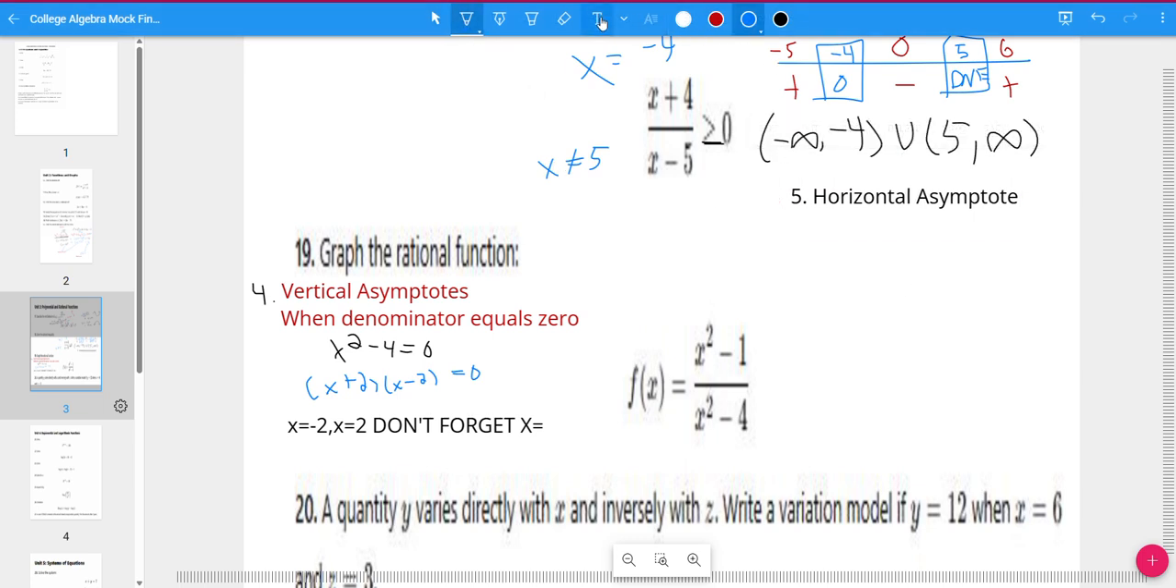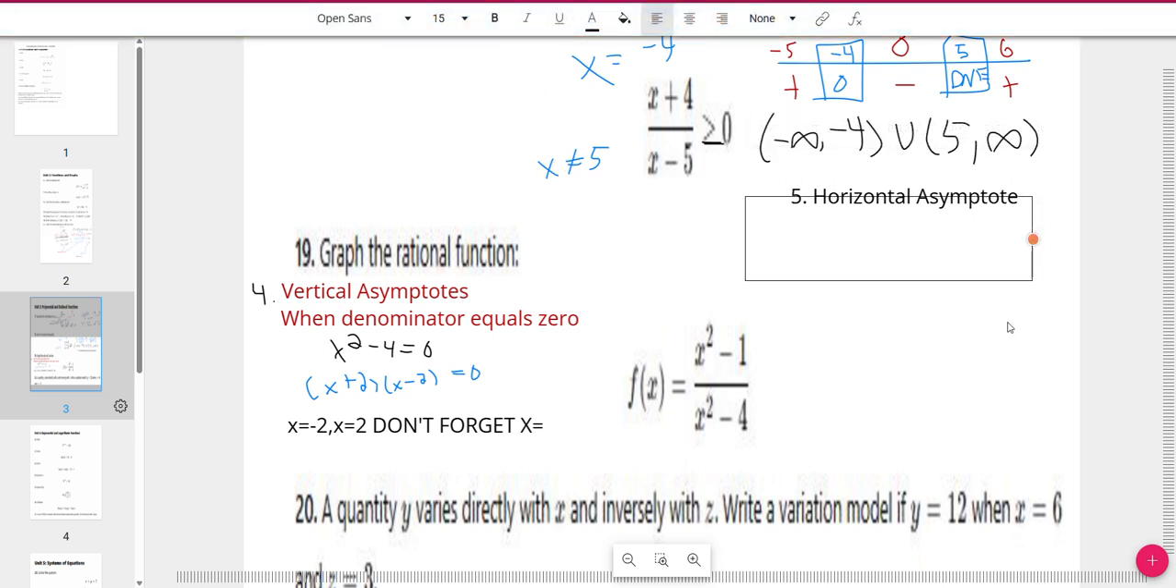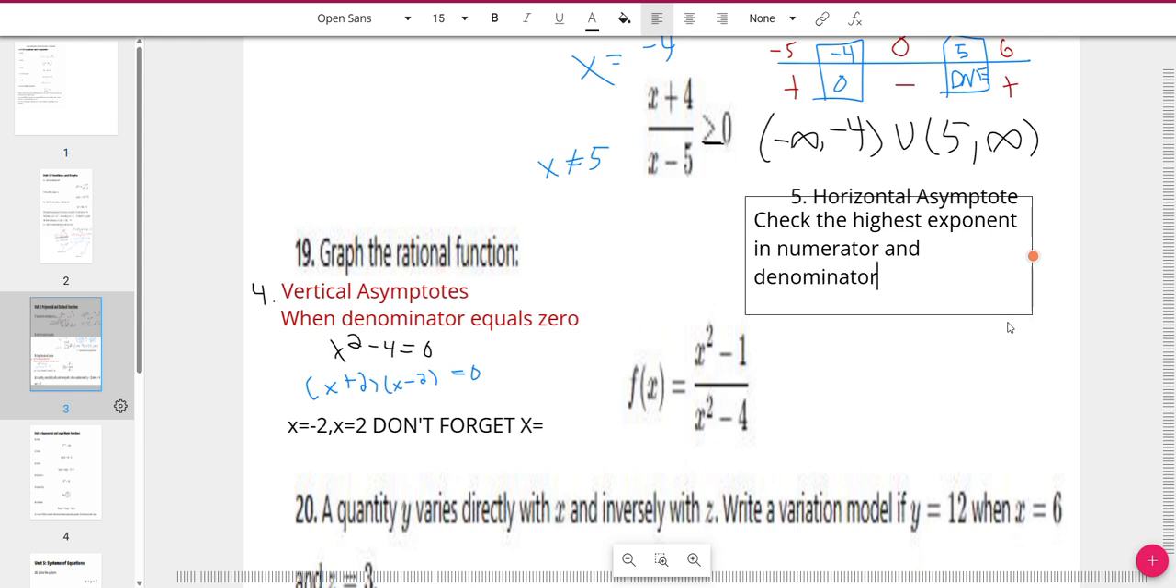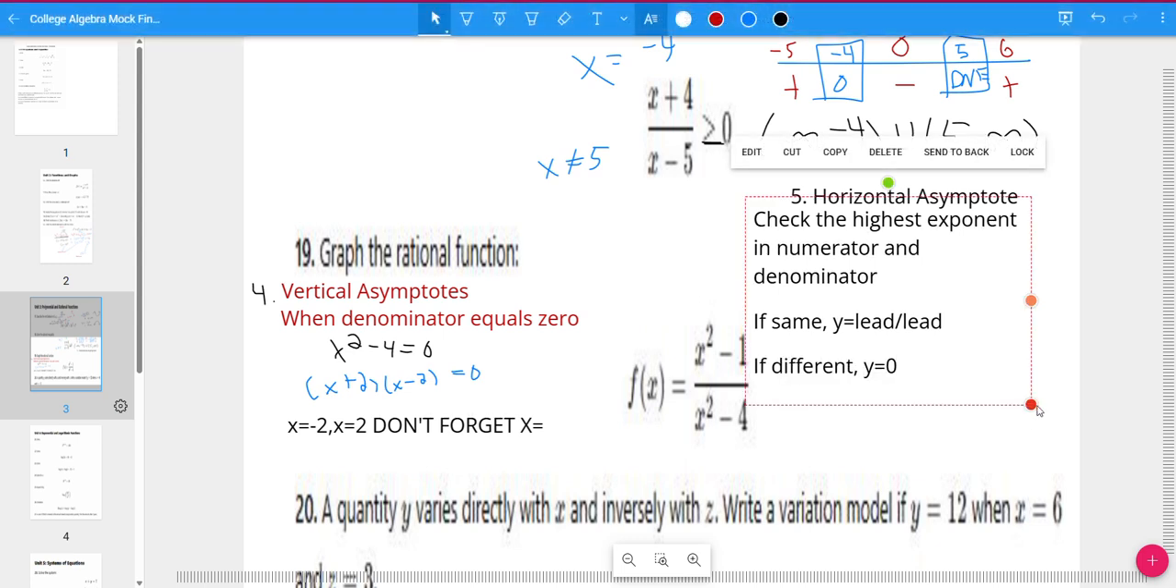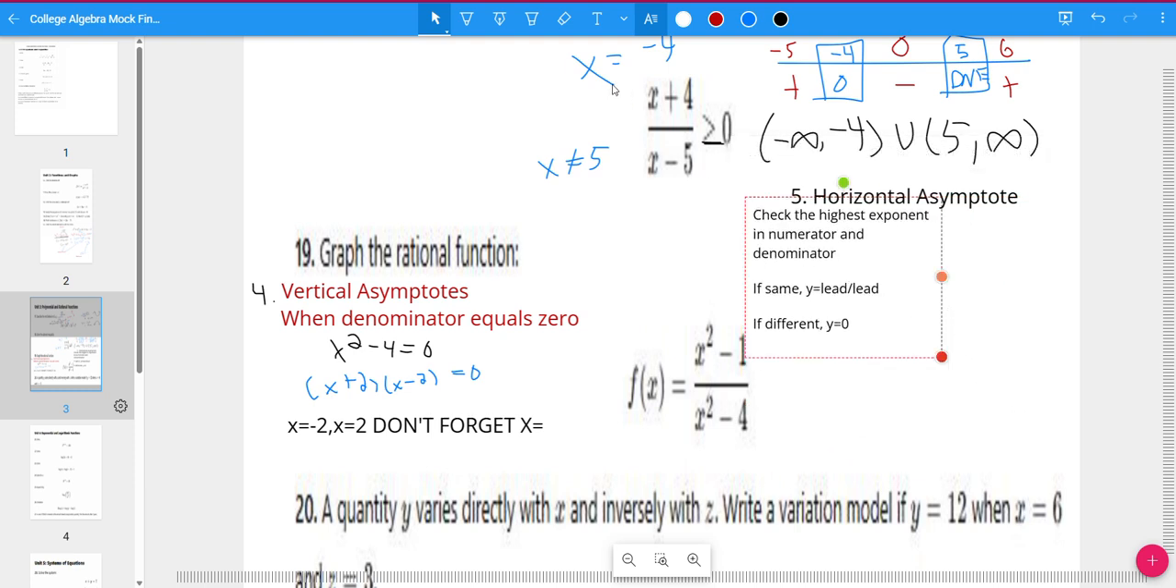And that happens, like, in rational functions, the only thing you've got to check is the highest exponent in the numerator and denominator. If same, y equals lead over lead. If different, y equals 0. Okay, that's how I remember this. So I check the highest exponent.